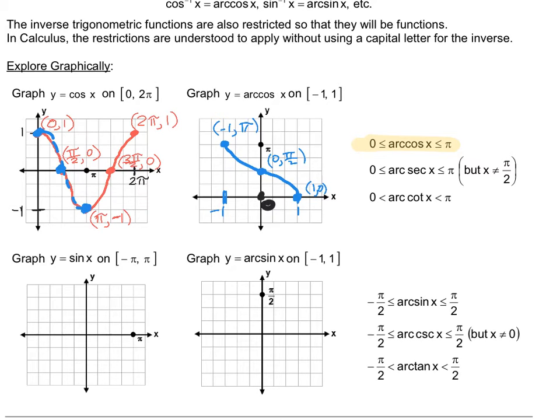Now that corresponds with a certain region within your unit circle. I'll just jot that down real quick. Here's 0, here's pi. So you're only talking about the top half. I'll just shade it in. So that top half of the unit circle applies to the arc cosine graph.